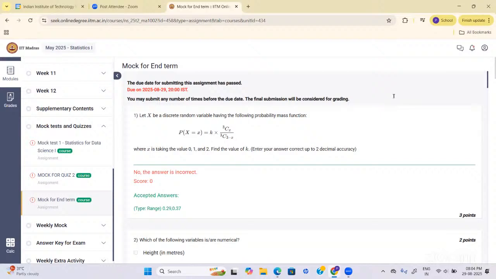So the first question is, let x be a discrete random variable having the following probability mass function. So the PMF is given to you. Now the question is, where x is taking the value 0, 1, and 2, find the value of k. So how will you solve this question? So we have to find the value of k here and the PMF is given. So what can we do here for calculating the value of k? Any guesses?